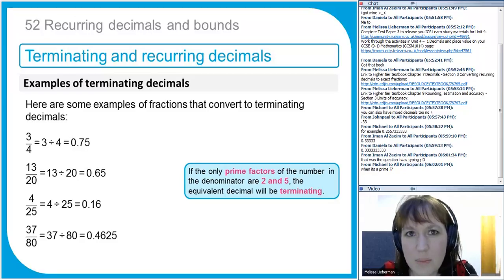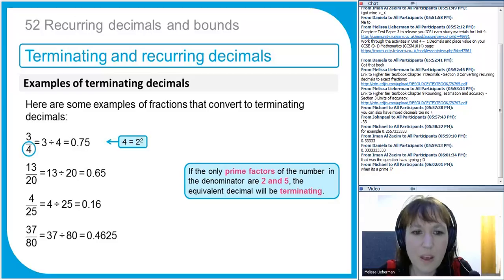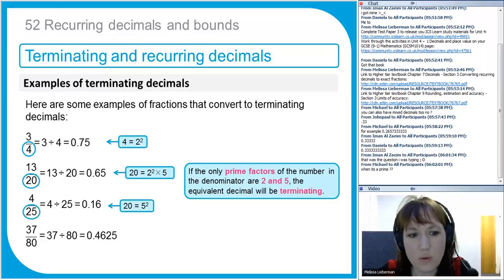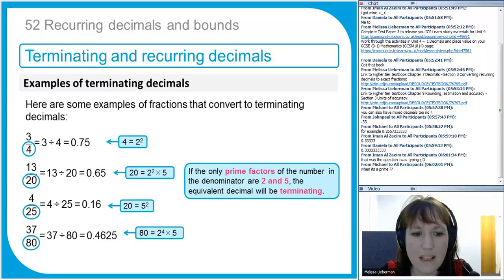These examples here are of that type. So for example, 4 is 2 times 2, 2 squared. 20 is 2 squared times 5. Now you're not going to be examined on this, but because you're working towards hierarchy, I just want you to get a wider view of how these numbers work. If you had 25, oh sorry, that's a mistake, that should say 25. 25 is 5 times 5, so it's only got 5s in the prime factor form. And 80 is 2 times 2 times 2 times 2 times 5. But we know that 2 times 2 times 2 is 8, and then times 10, 2 times 5.